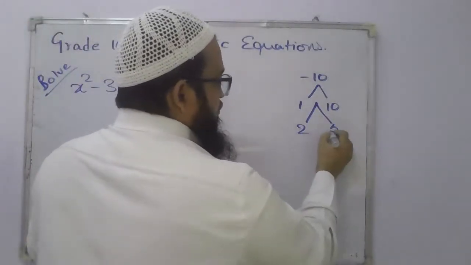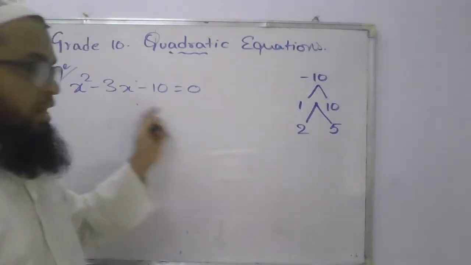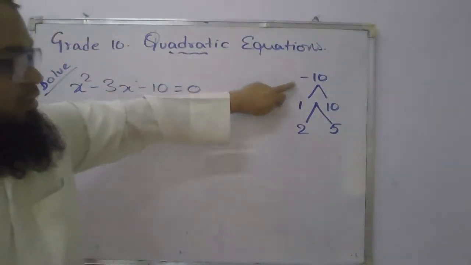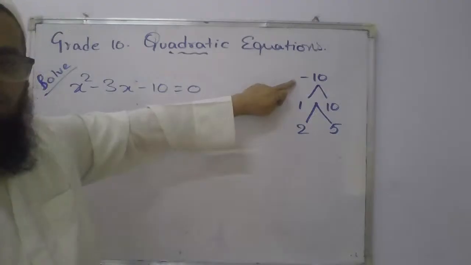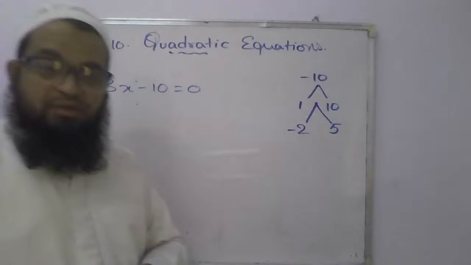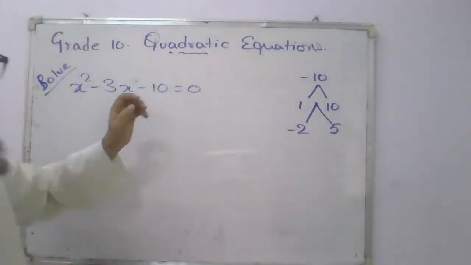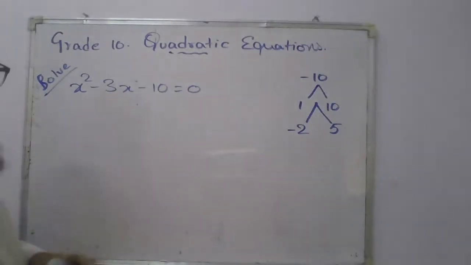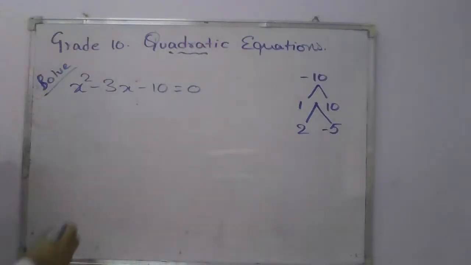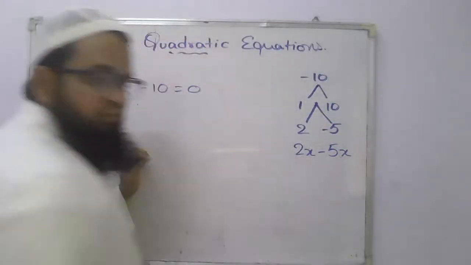What is the next one? 2 fives are 10. You add them, 2 plus 5, 7. Do you have it? No. But when you subtract 5 minus 2, yes, we have 3. Once it is satisfied, go with the sign. It is minus sign. So if I put minus over here and I am subtracting, 5 minus 2, minus 2 plus 5 will be plus 3, but you have here minus 3. So keep the negative sign over here. Understood? So that means you can split the middle term as 2x minus 5x.